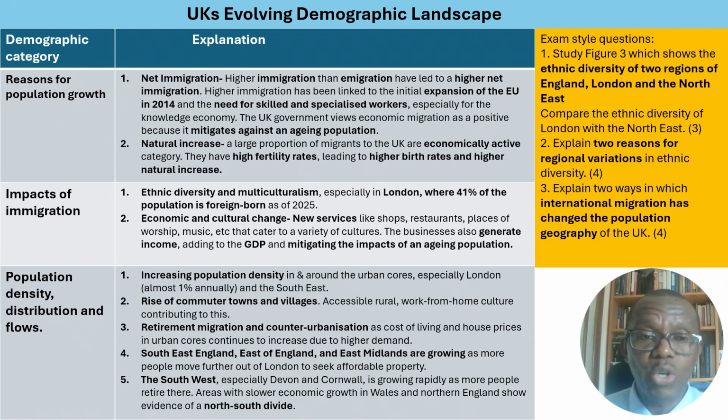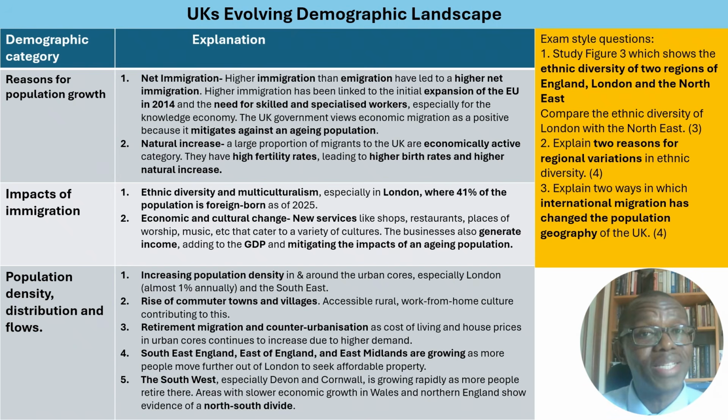And when talking about migration, it's important for us to discuss net migration, or net immigration. Immigration is when people move into a country, and emigration is when people move out of a country. So net migration is the difference between the number of people that enter the country and the number of people that leave the country.